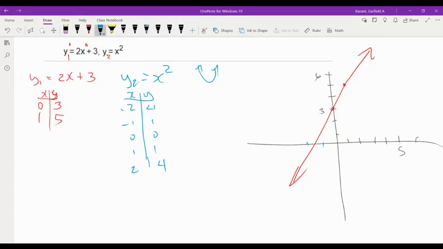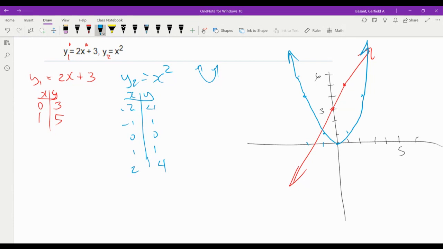If we plug in -2, we're going to get 4. When it's -1, it's 1. When it's 0, it's 0. When it's 1, it's 1. And when it's 2, it's 4. So our parabola looks like this. Now, can we see which one is on the top and which one is on the bottom?